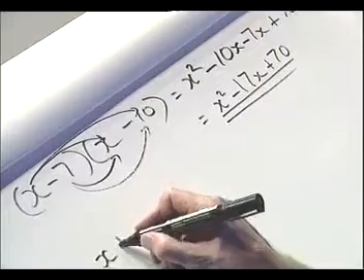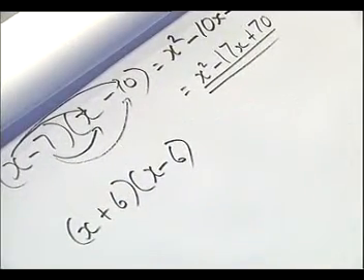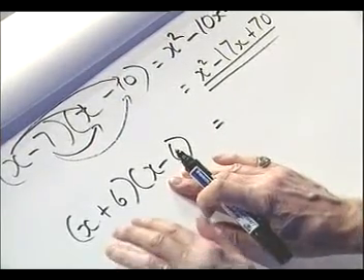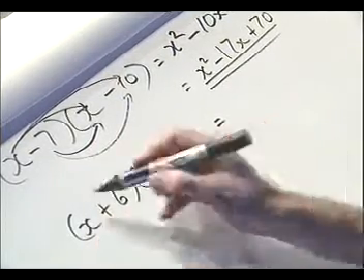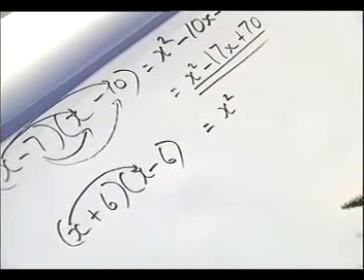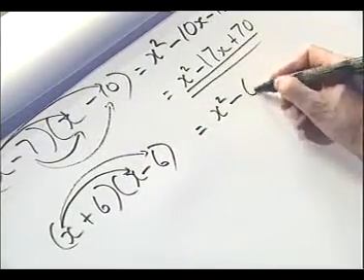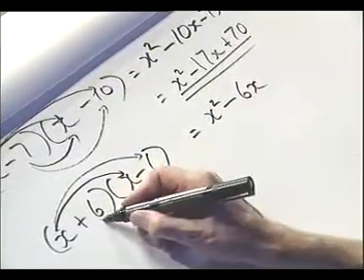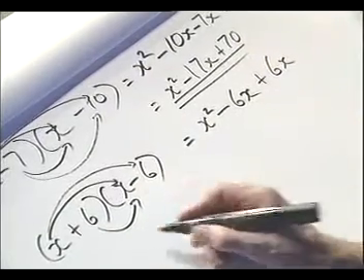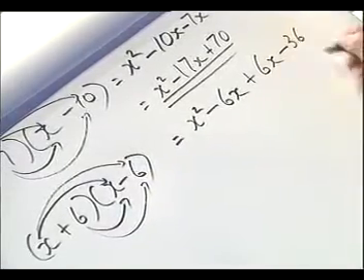Let's take x plus 6 times by x minus 6. Everything in this bracket must be multiplied by everything in this bracket. So we have x times by x, that's our x squared. X times by minus 6 gives us minus 6x. Plus 6 times by x there, plus 6x. And then 6 times by minus 6, minus 36.